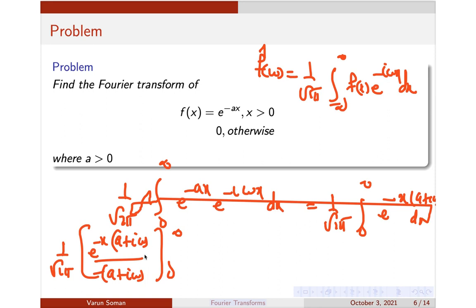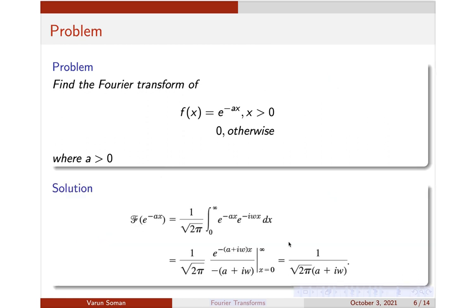When you put infinity, you will be getting the value as 0, since e raised to minus infinity is 0. When you put 0, you will be getting 1 by root 2 pi into e raised to 0, and this minus sign will go, so it will be simply 1 by root 2 pi into 1 by a plus i omega in the denominator. So that is the answer here.